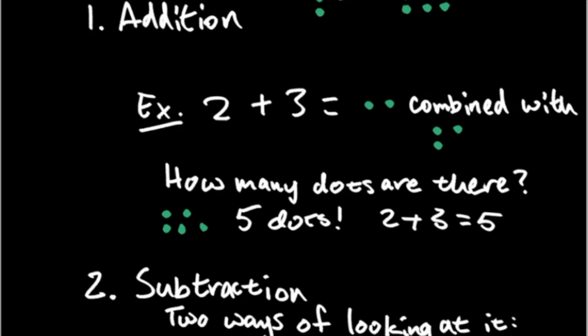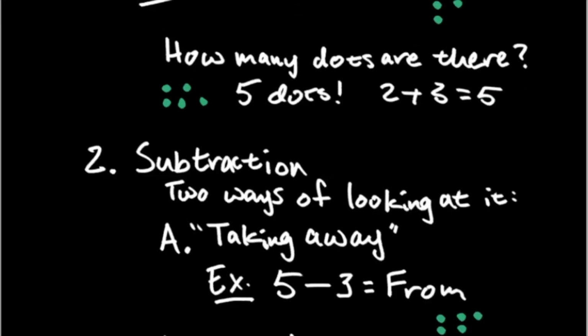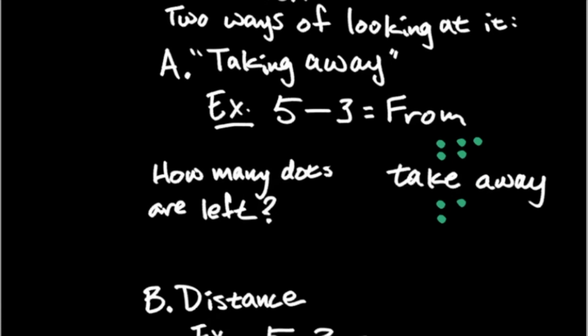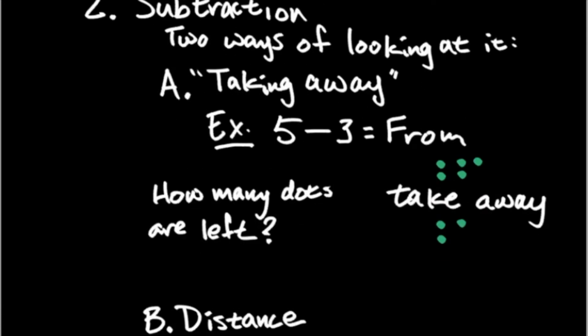So let's look at subtraction. What it really is, there are two ways. You can kind of think of it as taking away. So you're taking something from something. Or you're saying from something, take away something else. That's more of the syntax that we have. 5 minus 3 means from 5, take away 3. So that part's really important, the from and the take away.